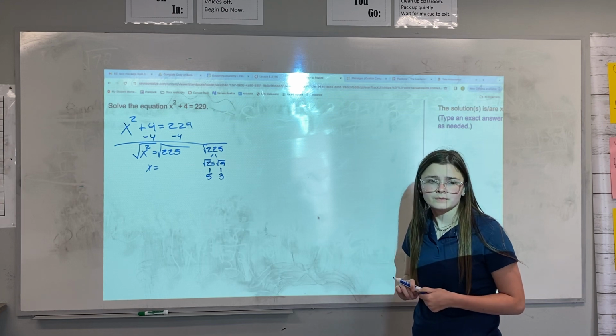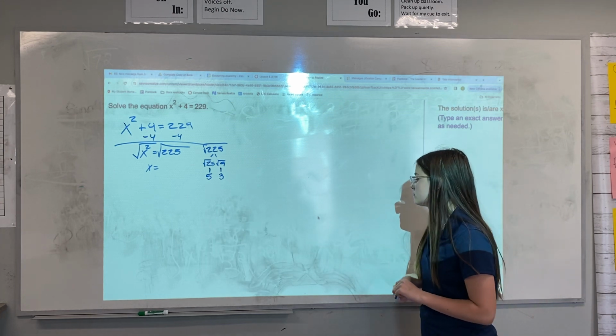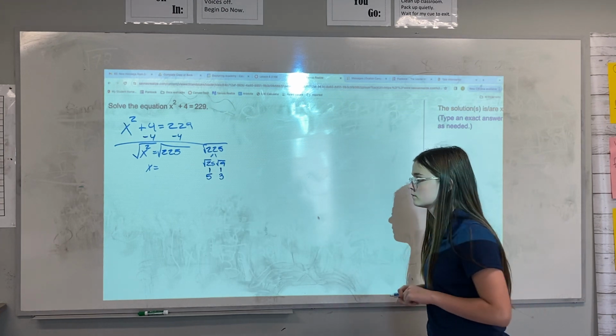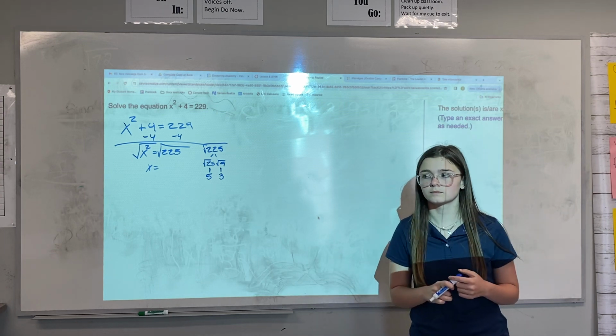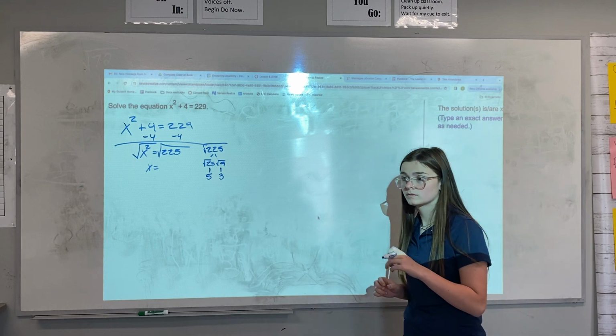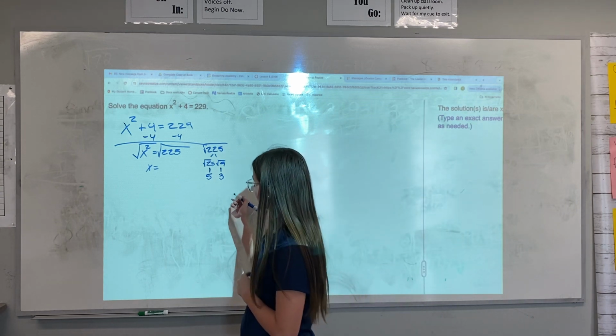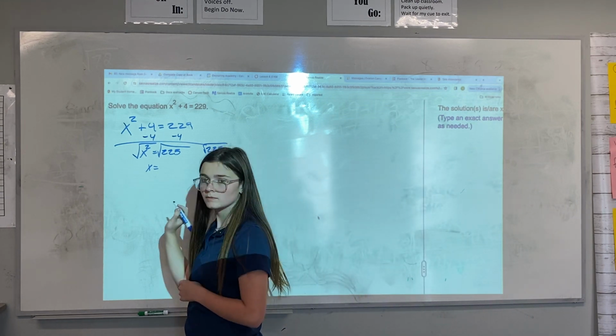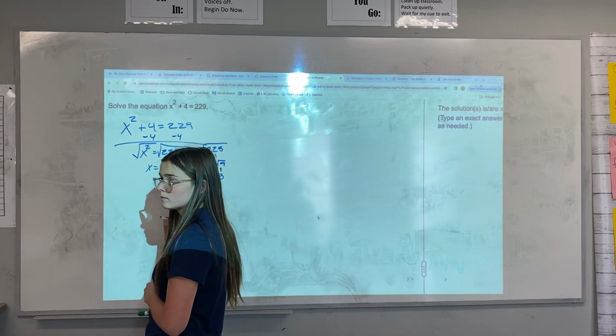We ended up with a simplified form of radical 225, but the simplified form is 5 times 3. What is 5 times 3? Right, and it has no radicals. So what does that mean for the square root of 225?